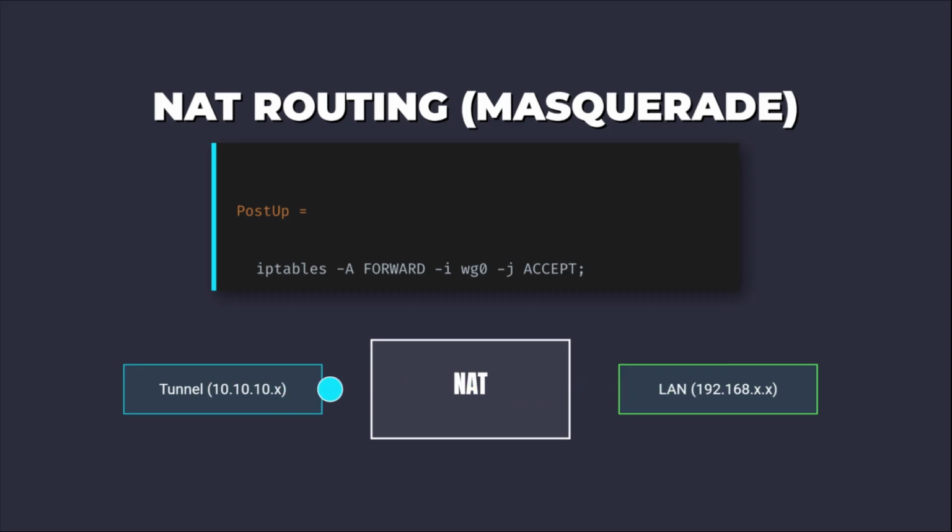In the wg0.conf interface section, add the PostUp command. PostUp = iptables -A FORWARD -i wg0 -j ACCEPT; iptables -t nat -A POSTROUTING -o eth0 -j MASQUERADE. Replace eth0 with your server's external network interface name.